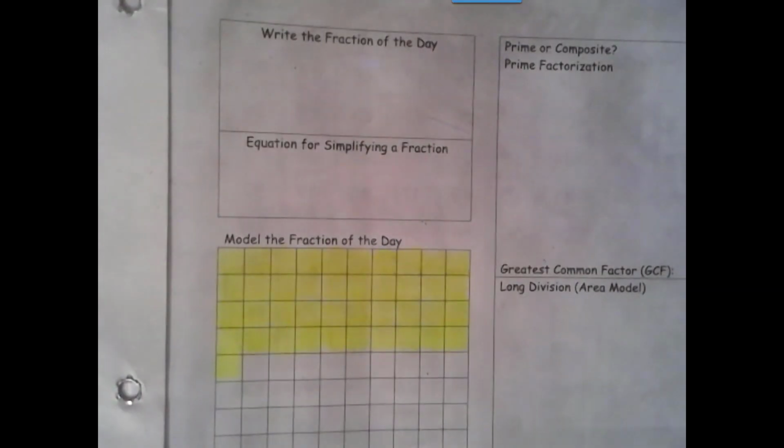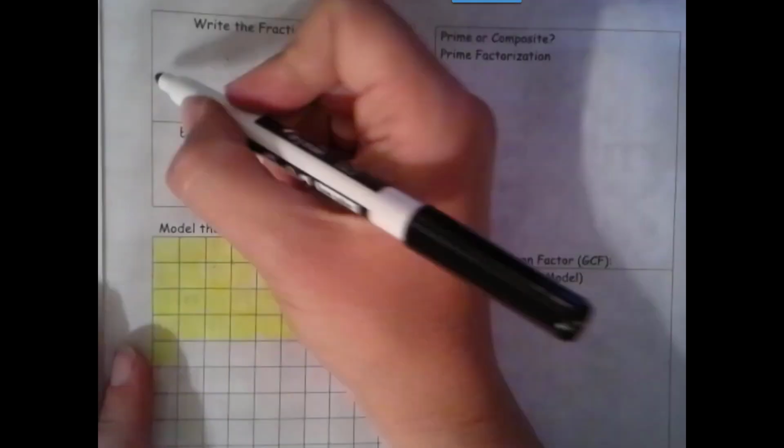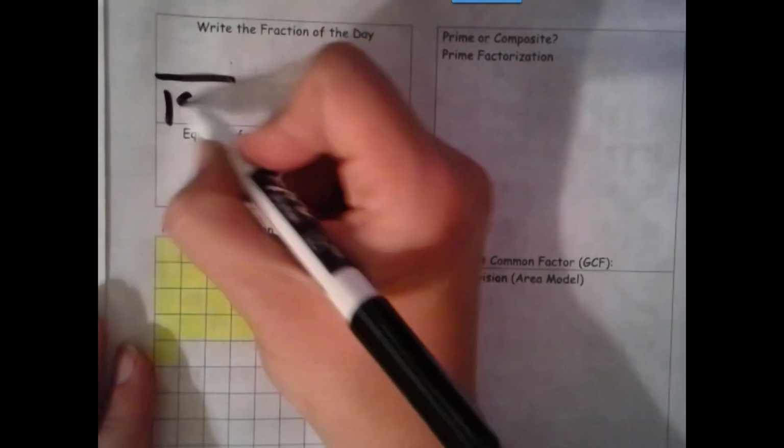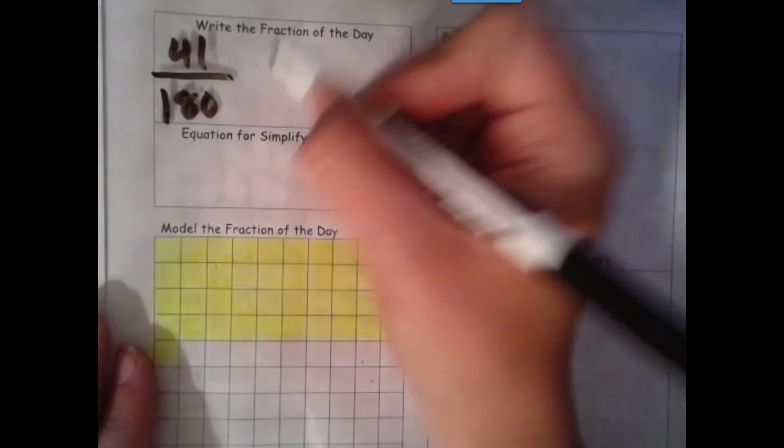Starting a new row. Okay, let's get down our beginning fraction. Our denominator is the total amount of school days, 180. We're on day 41.